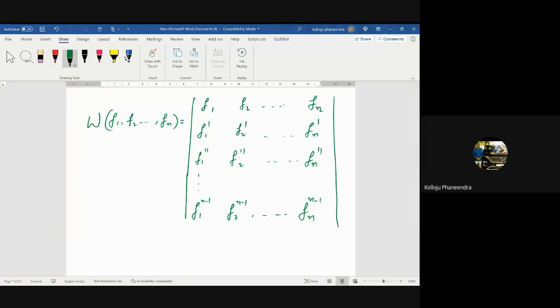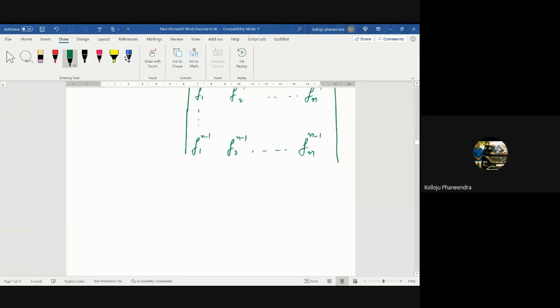It's a determinant. Once again, the Wronskian of n functions is: first write the functions in the first row, their first derivatives in the second row, and their n minus 1th derivatives in the nth row. This is an n by n determinant. Okay. This is the Wronskian of n functions.